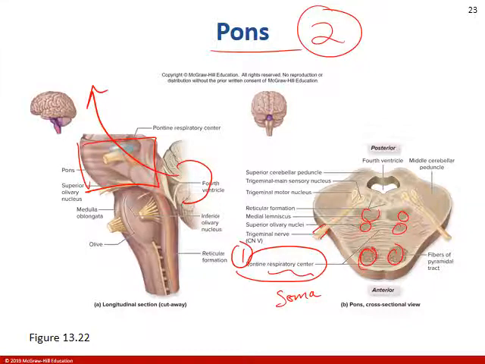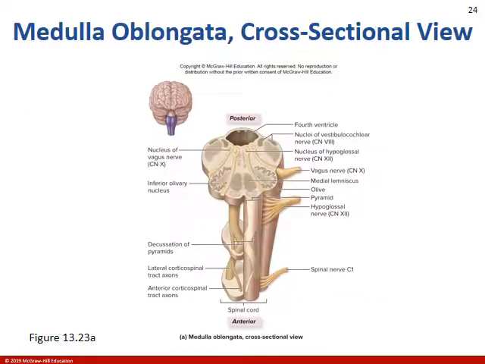Several cranial nerves, which we haven't talked about yet, emerge from the pons, and these are going to carry both sensory and motor messages from areas like the face, from the ear for hearing, and from the vestibule for balance. We'll talk more about those when we go through cranial nerves.